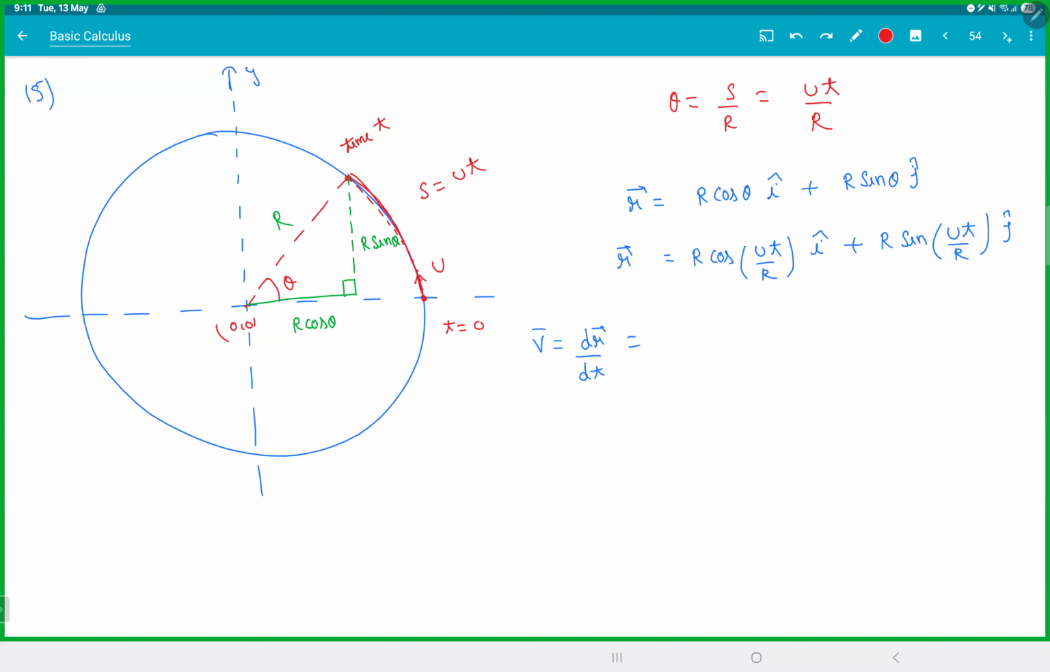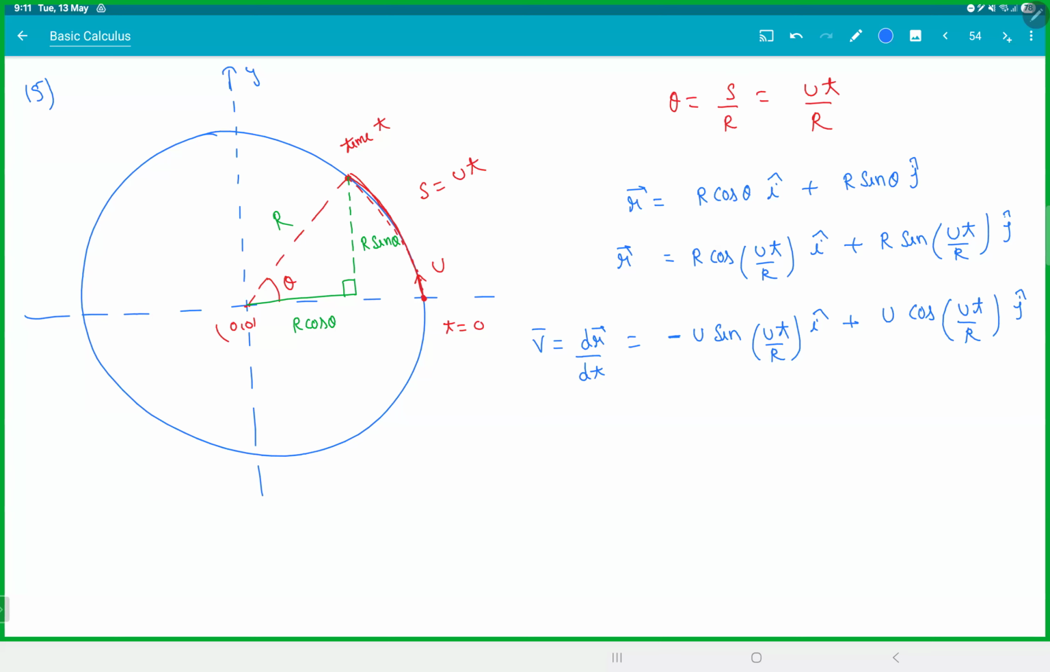That's it. If you differentiate this, I'll write the answer directly, but in case someone needs help, ask me, I'll show you. So the differential of cos is sine, so a minus sign will come. Differentiate ut by r, u by r will come out. R will cancel, you will get minus u sine ut by r. In the exam you should be doing it like this. The differential of sine is cos, so cos ut by r j cap. Anyone not clear with this, please ask, I'll show you.